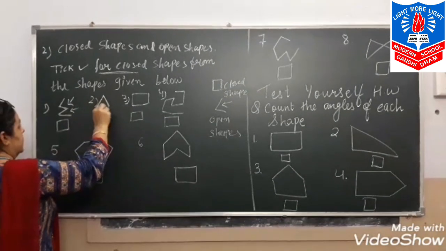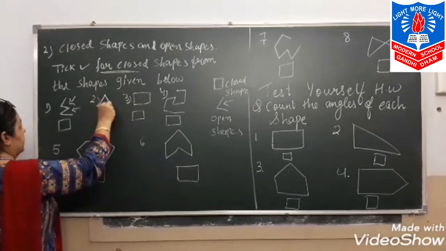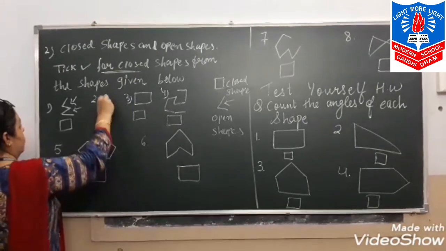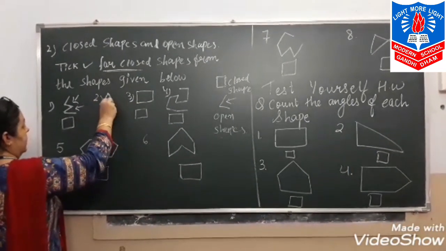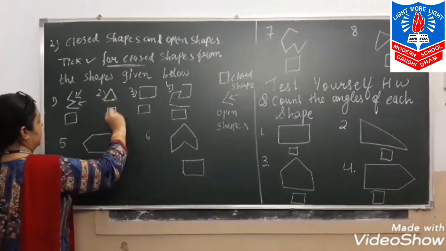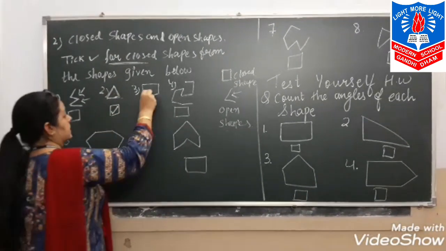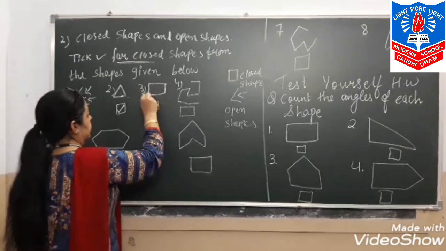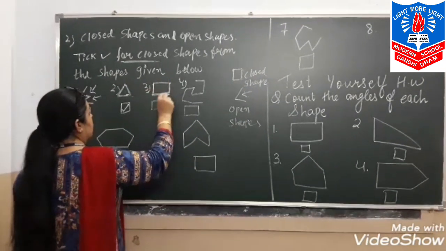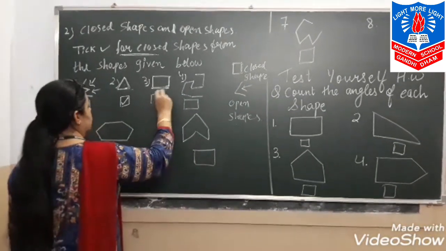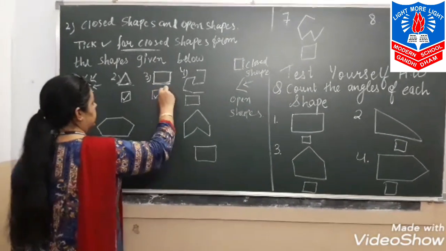Here is a 3-sided shape, and a 3-sided shape means a triangle. See, all 3 sides are closed. We cannot enter from any side. So it is a closed figure. So we tick here. This is the third figure. It's a rectangle and it is closed from all sides. So it is closed. We cannot enter. So we tick here.